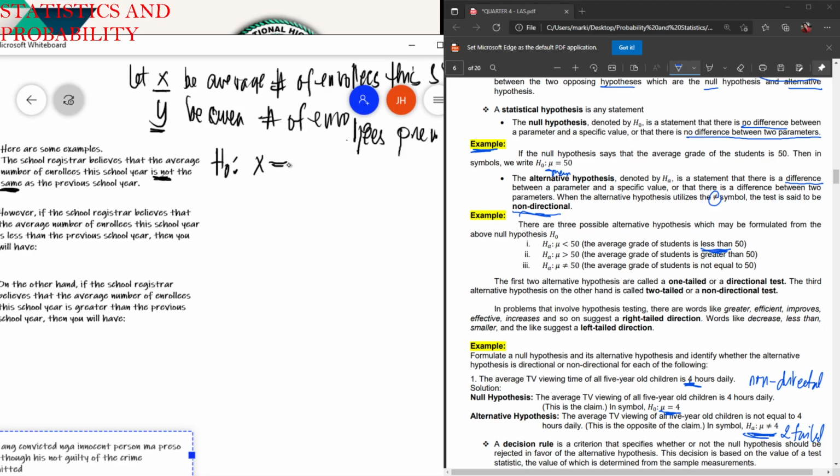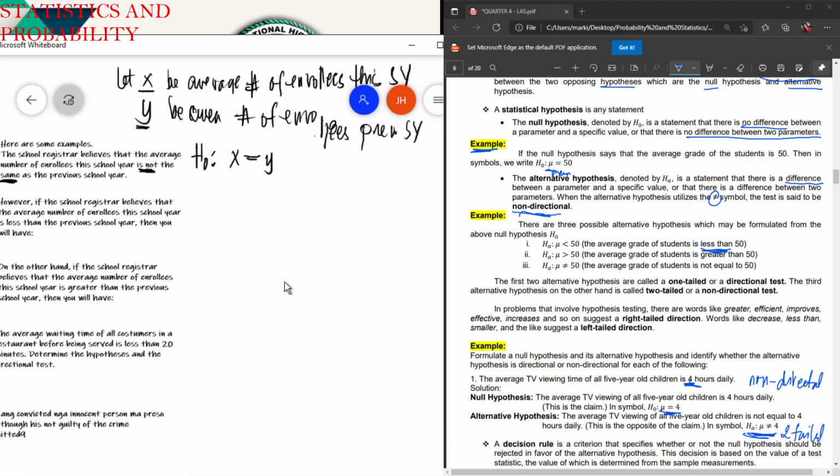x is equal to y. All right, x is equal to y. Please do not forget that we are talking about your average. So the mean of x is equal to the mean of y. Okay, so this is just a representation of these examples here. We have now the null, which is the average of enrollees this school year is equal to the average of enrollees from the previous year.